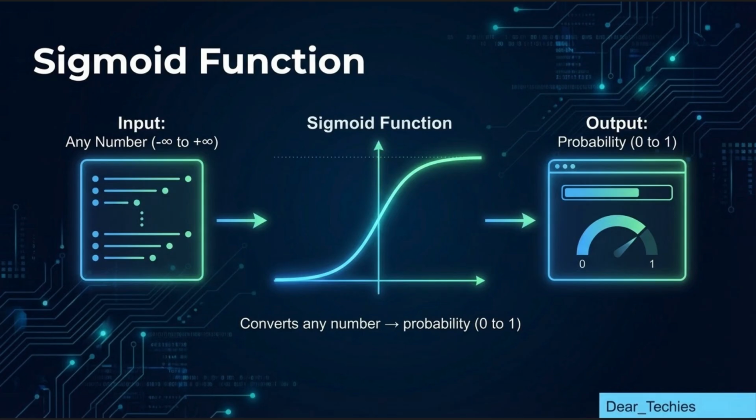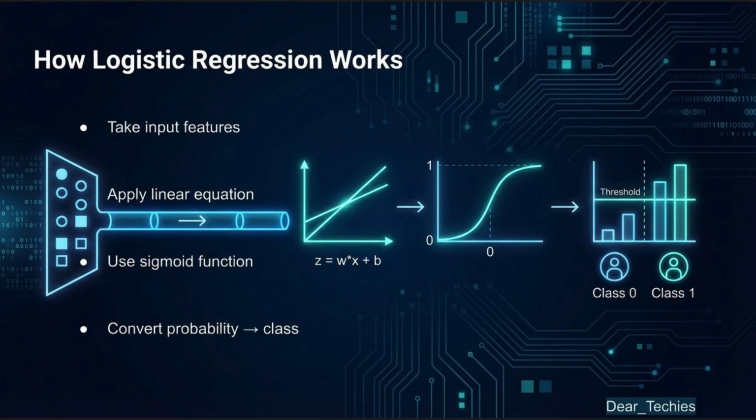The sigmoid function is the heart of logistic regression. It takes any input, whether positive or negative, and converts it into a value between 0 and 1. If the value is closer to 1, it means a high chance of belonging to the positive class. If the value is closer to 0, it means a high chance of belonging to the negative class.